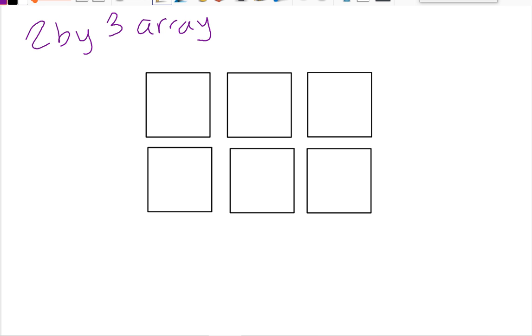That's because there are 2 rows with 3 squares in each row. We can make arrays with papers on the bulletin board, chairs in the auditorium, or even with people. In a parade, if people are marching in rows and columns, they're marching in an array.